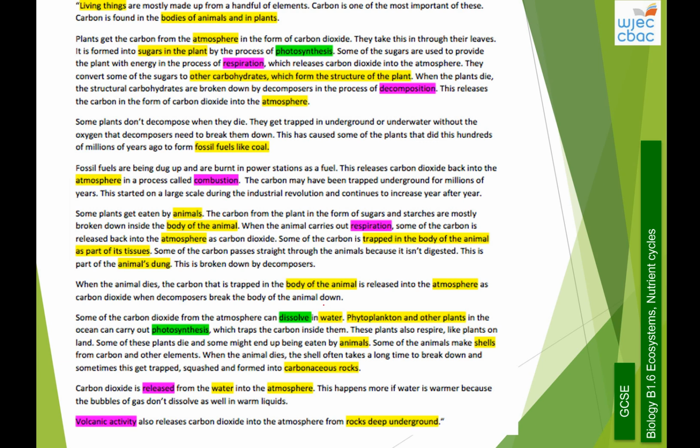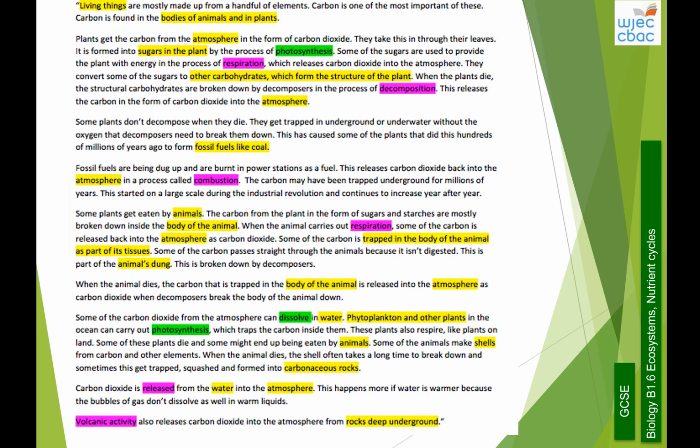Some of the carbon dioxide, that's a mistake, it is not a mistake actually, is dissolved in the water, so it's not part of the compound water, but it is in a mixture, it's dissolved in it. Phytoplankton is very, very small plants that are found in the oceans. They contain carbon. So do animals, but also the animals make shells from the carbon. And this sometimes can be from the carbonaceous rocks. Water, atmosphere, and the final one, rocks deep underground. So that's for all the places it's found.